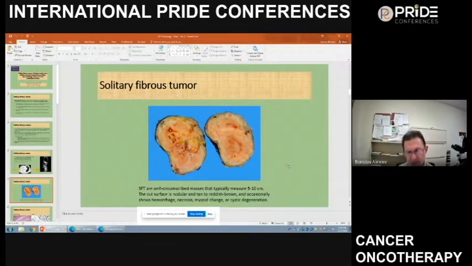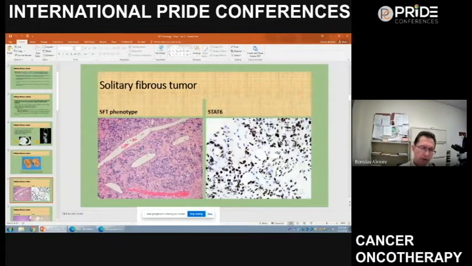Macroscopically, SFTs are well circumscribed masses which typically measure between 5 and 10 centimeters. The cut surface is nodular, tan to red-brown, and occasionally shows hemorrhage, necrosis, myxoid change, and cystic degeneration. On tissue section, tumors with the so-called SFT phenotype demonstrate a patternless architecture, hypo and hypercellular areas, a collagenous background, and the gaping staghorn-like vessels which are typical for this entity. The diagnosis is usually confirmed by immunohistochemistry, and in this case you can see the strong STAT6 expression in the nuclei of the tumor cells.